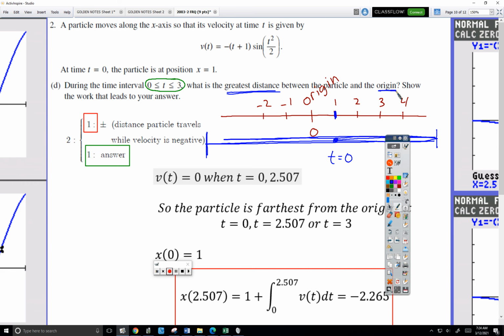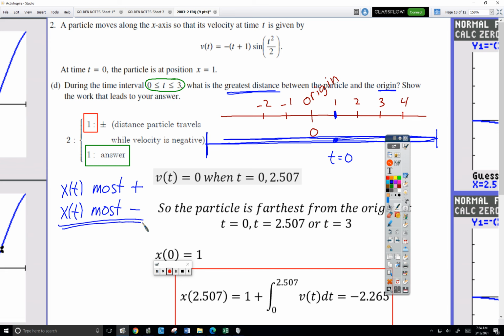So when I read that idea of finding greatest distance, I think min-max theorem. So min-max theorem says, okay, first thing, what am I trying to maximize? Well, I'm trying to find when the position is either most positive or most negative. One of the two. Good news is the min-max theorem will find both.